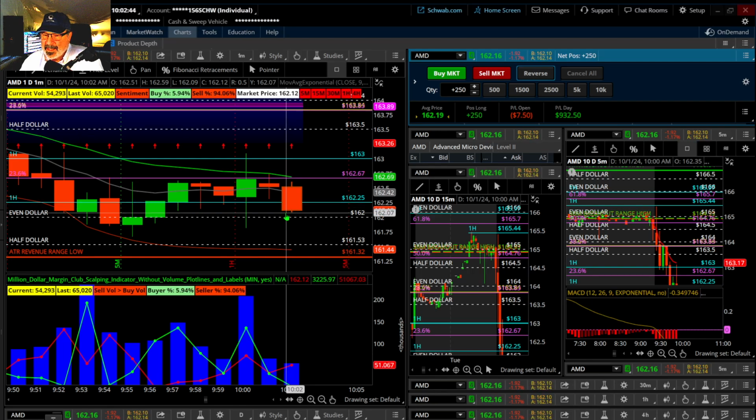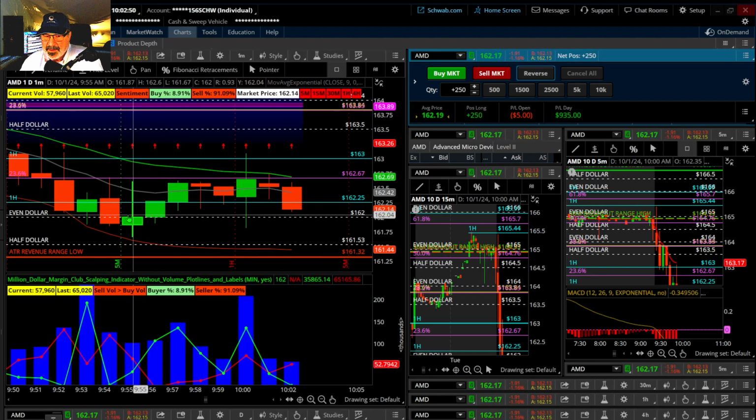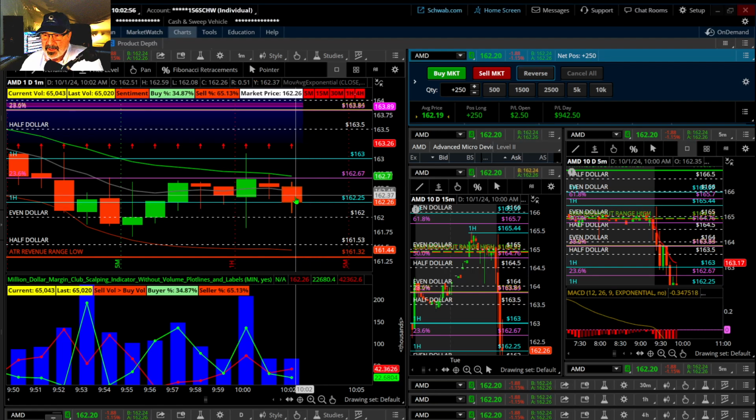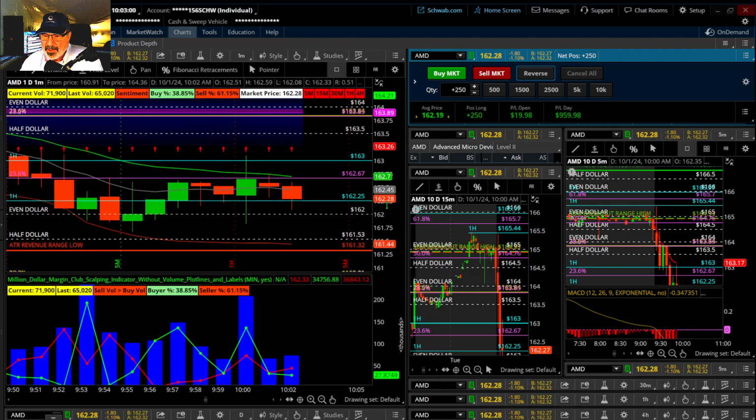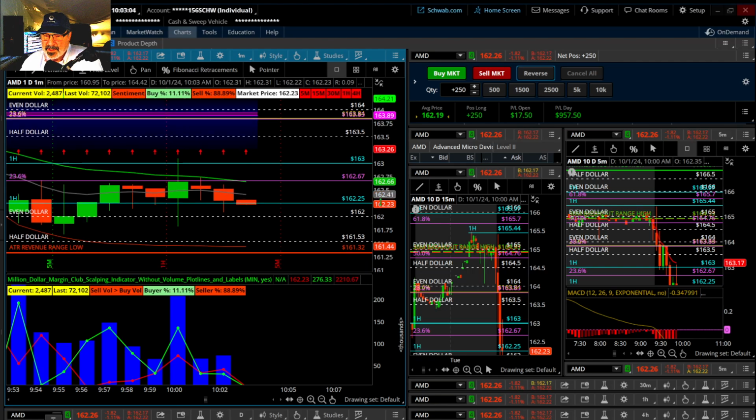Now it did break it, so I suppose if it went through 162, which is the even dollar, it did stop here. You know, it banged against it a couple times over here. This might be where I get out. Now I have a $250 max loss per trade, so I don't want to reach that, because that could be 2 or 3 trades to get it back again.